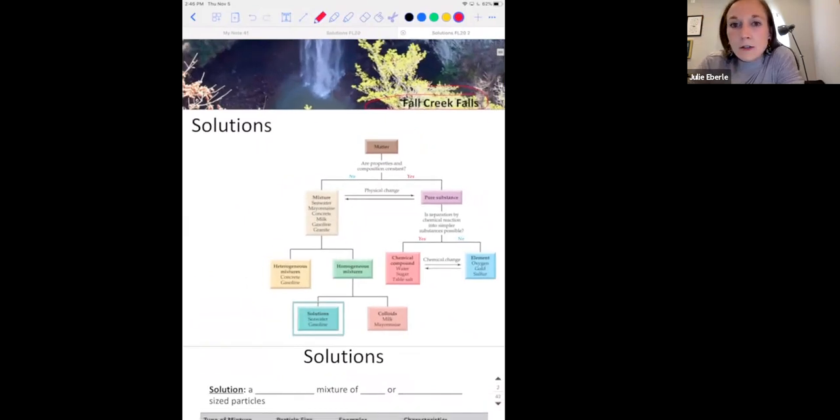Okay, solutions. We're going to start off with this figure. And this is all, by the way, corresponding to Chapter 9. So we're officially in Chapter 9.